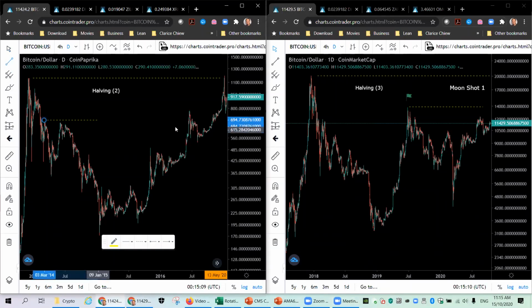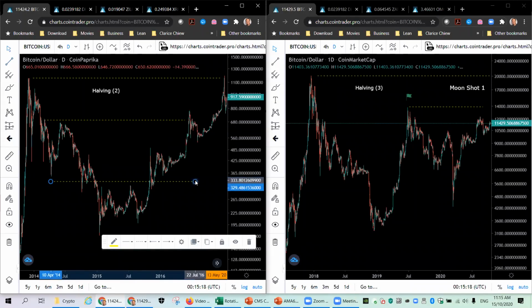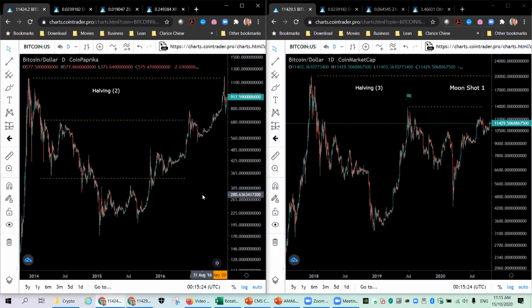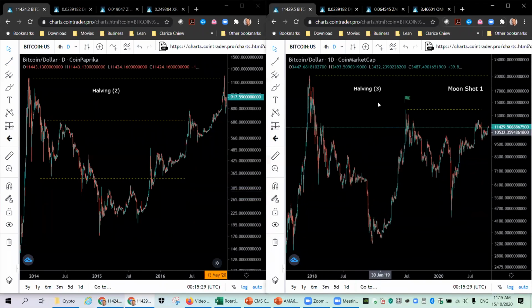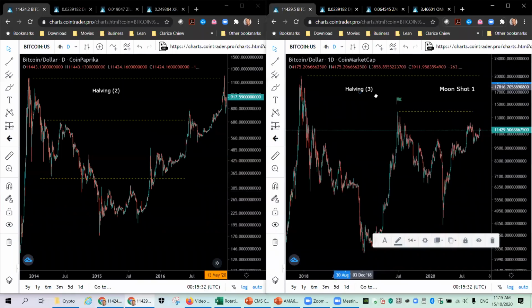Pretty straightforward. We have spoken about this many times in the previous AMA, but I think it's always worth repeating just to get people's understanding, especially if you're new and just joined. So let's do this for the third halving right now. This will be the latest one, the latest price action.